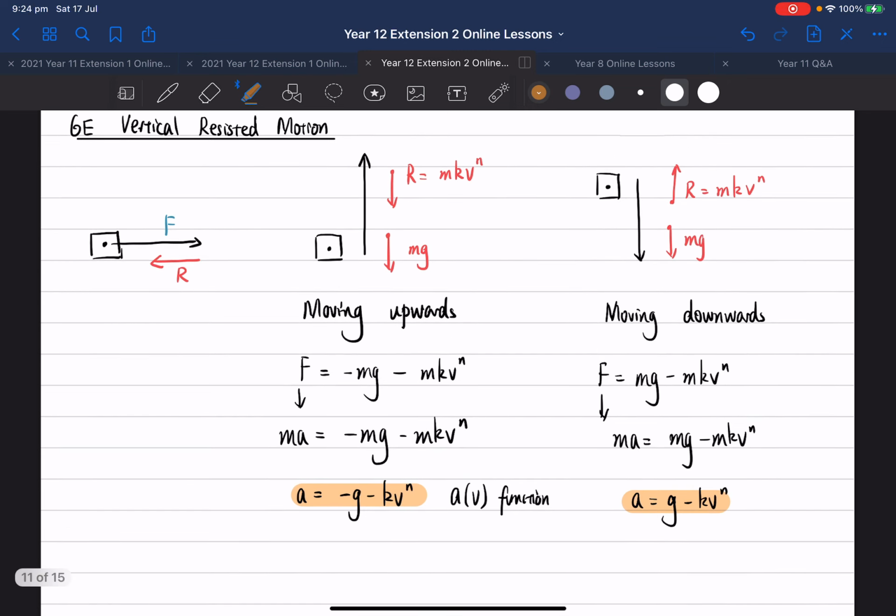Apart from the direction, when you look at a question, you have to be extra careful and read the question, whether the particle is moving up or down. Otherwise, if you miss one little negative, the entire question is not going to be right.